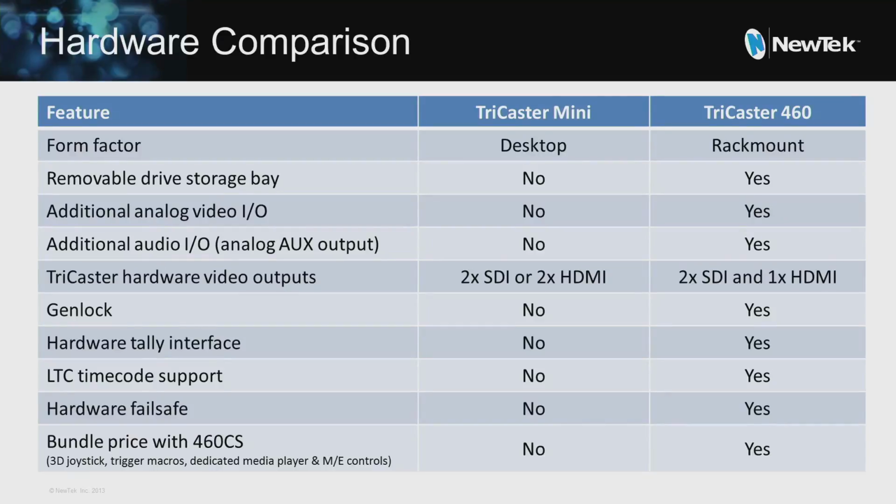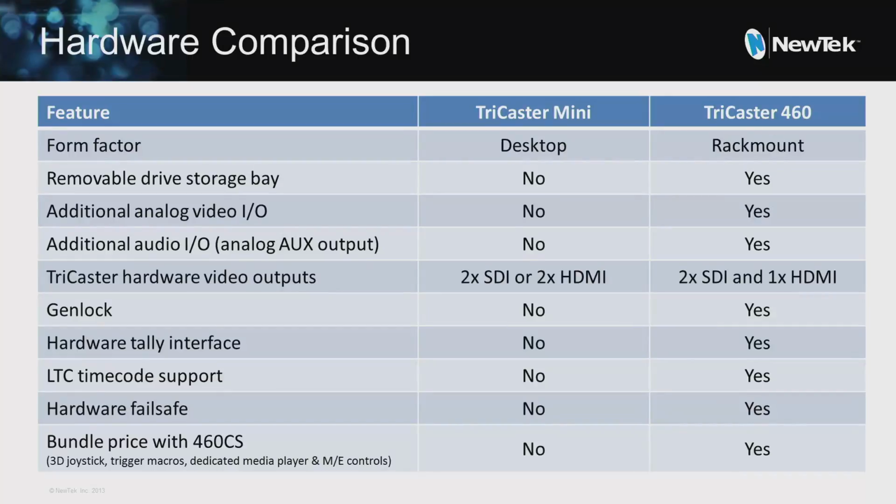Hardware video outputs. The Mini has either two SDI or 2 HDMI. The TriCaster 460 actually comes with 3. You get 2 SDI and an HDMI, and they can all be set up with different images or different channels on each output. So just more that you can hook up to it on the output side.